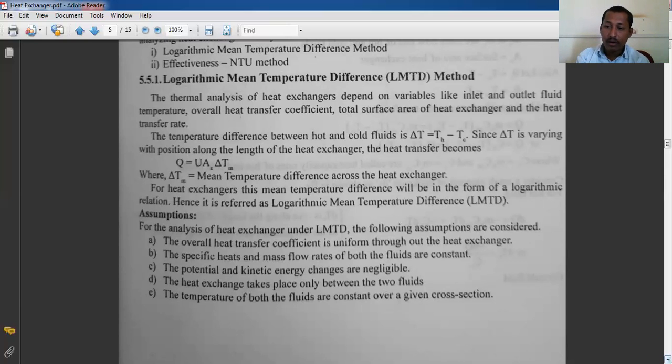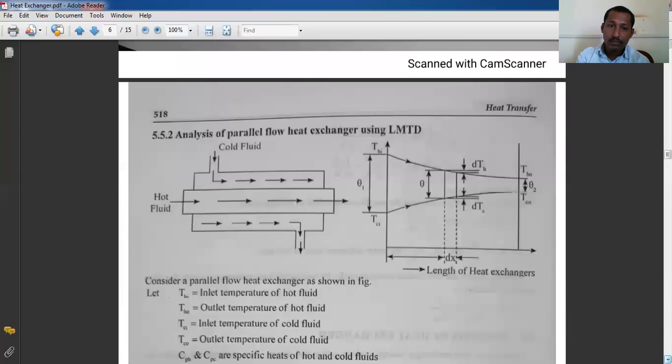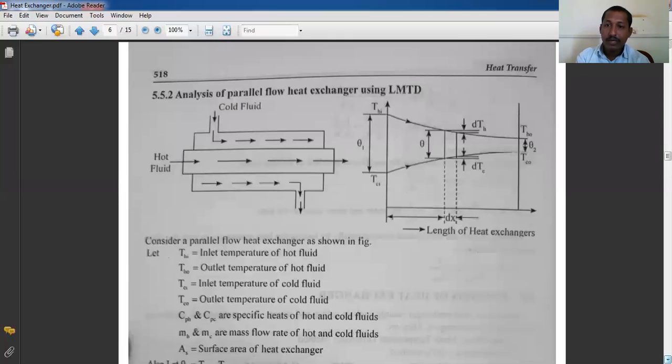Now we are going for deriving the equation for the parallel flow heat exchanger. First one, analysis of the parallel flow heat exchanger. Before deriving any equation, first you should know what is parallel flow and what is counter flow. Parallel flow means the hot and cold fluids are moving in the same direction. At the same time, heat exchange takes place between the hot fluid and the cold fluid. That we are calling a parallel flow heat exchanger.